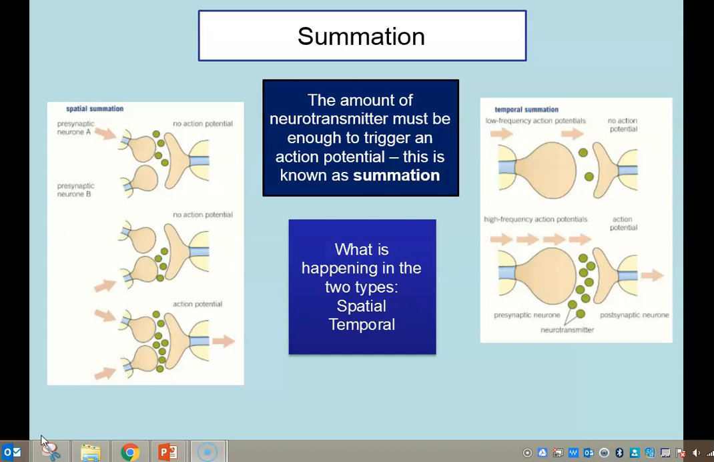On the right hand side, we only have one presynaptic membrane and one postsynaptic membrane, but here if the action potential passes down just once, a small amount of neurotransmitter is released, which is not enough to trigger the action potential. So we have to have several impulses travelling one after the other to allow enough neurotransmitter to stimulate the next impulse, and that is referred to as temporal summation.